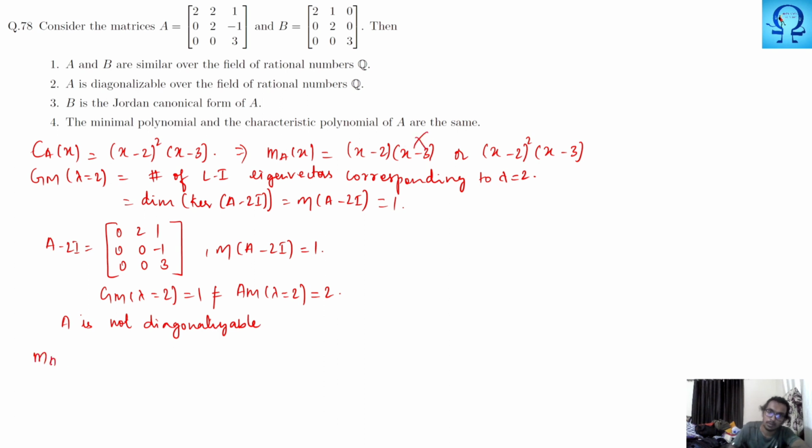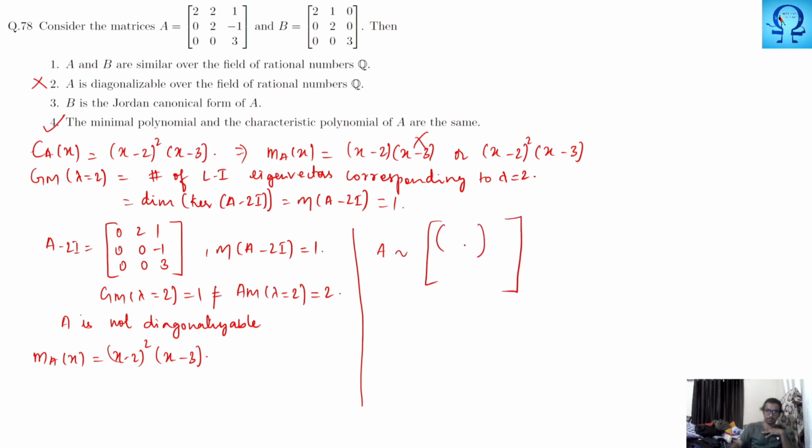So the minimal polynomial of this matrix is x minus 2 whole square multiplied with x minus 3. So option 2, is diagonalizable, is wrong. And option 4, the minimal polynomial and the characteristic polynomial are the same, is true. Now we have the minimal polynomial in which x minus 2 whole square is there. So A is similar to a Jordan matrix in which one 2 by 2 block has to be there for this 2. And then we must have another block for this 3 of order 1. The rest can be filled with 0.